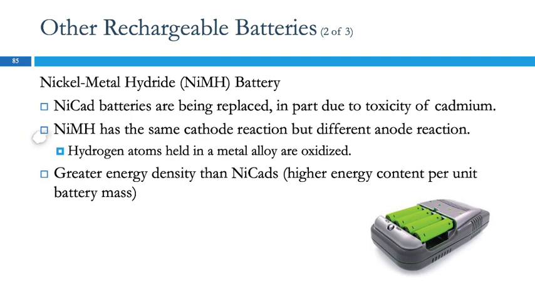So the nickel metal hydride has the same cathode reaction, but the anode reaction is different, so that you don't have to use cadmium. This is going to have a greater energy density. What that means is for the mass of the battery, you can get more energy. Or for the same amount of energy, the battery will weigh less, right? And so for portable devices, this is really beneficial.